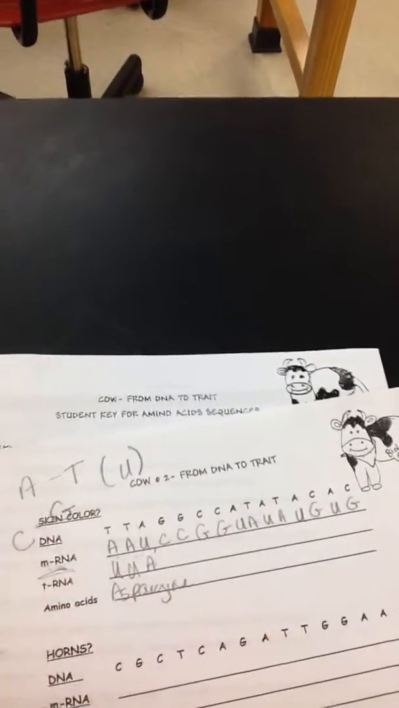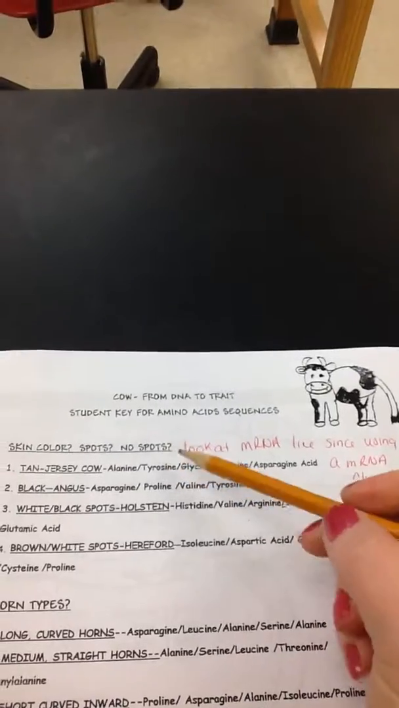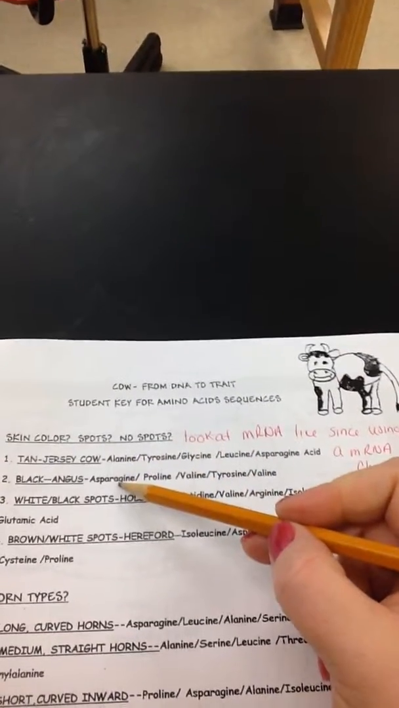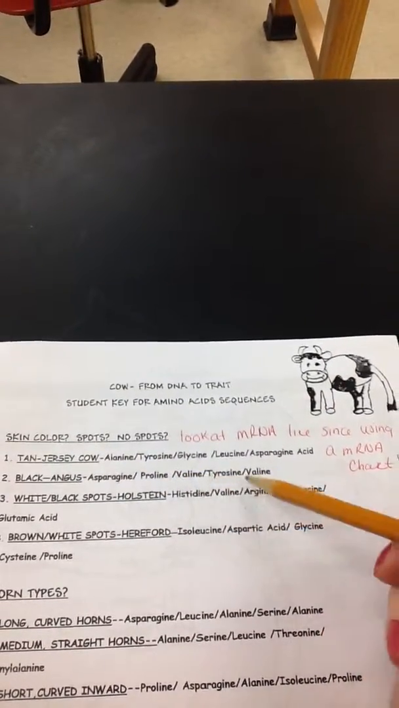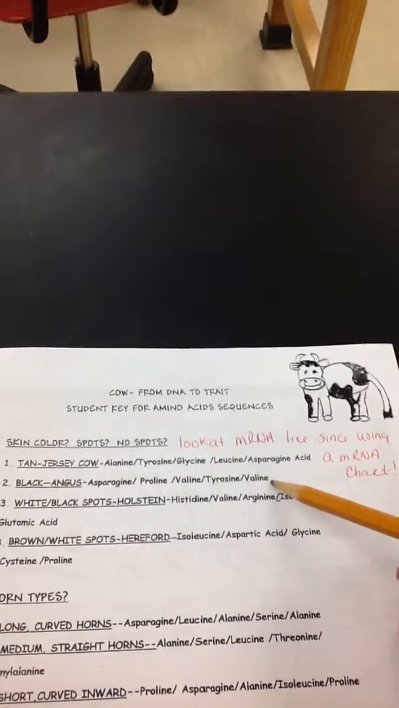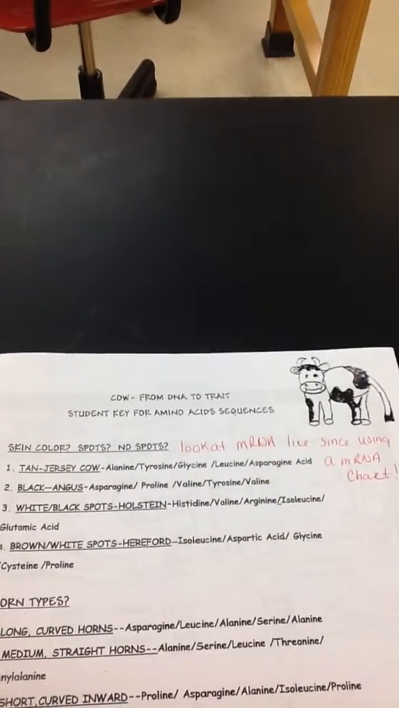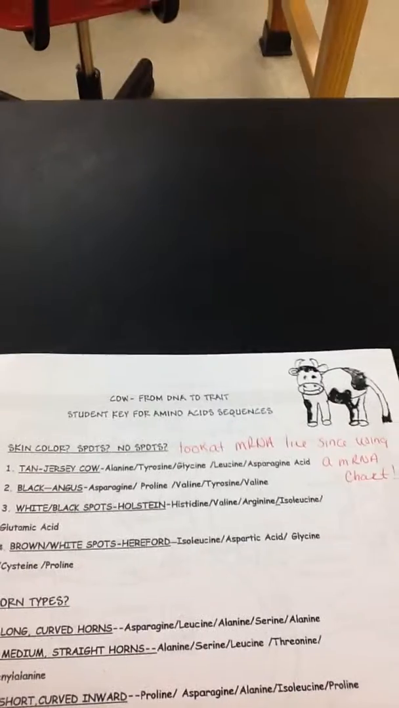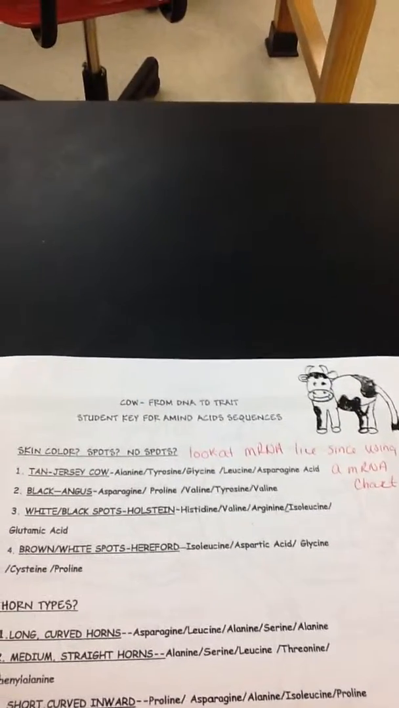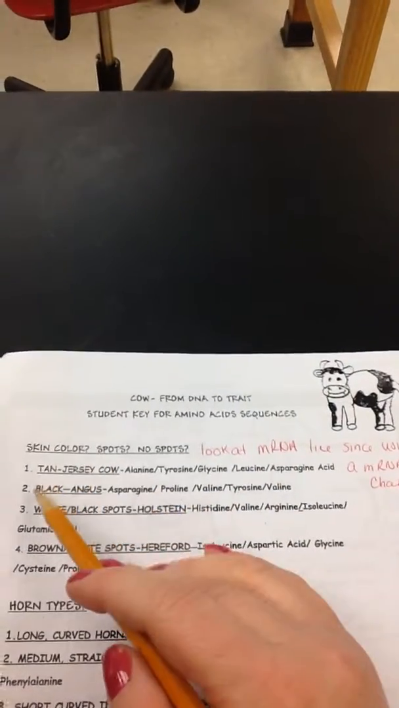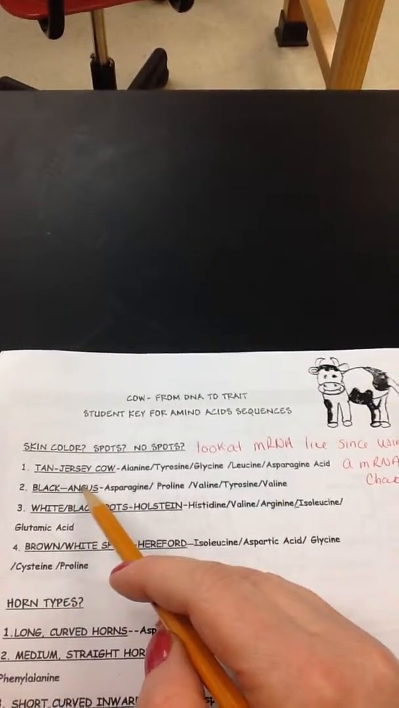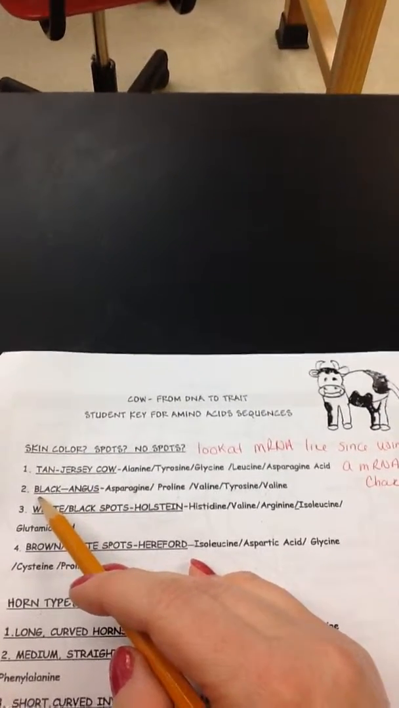Then we're going to go back to our main worksheet and we're going to figure out, because if we look here, it says we're figuring out skin color. So we're going to go down through, and here's this asparagine, so that means proline, valine, tyrosine, and valine must be other proteins. And this can help you to make sure you're matching them up the way they're supposed to be, matching A with T and C with U. So this particular cow is going to be a black Angus cow, so I'm going to color my cow black.